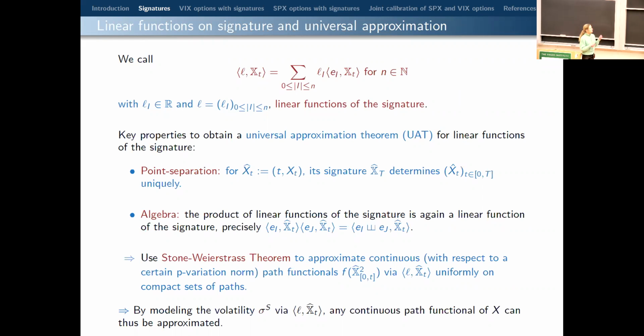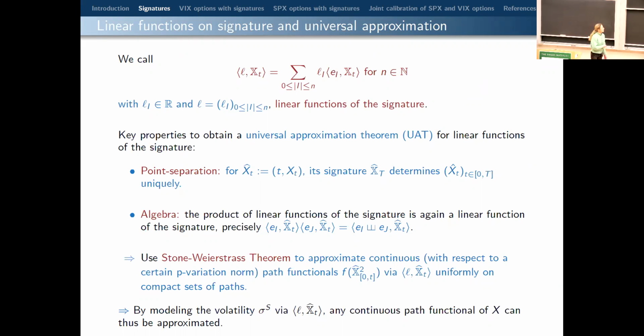In fact, we have two crucial properties which allow us to apply the Stone-Weierstrass theorem. The first one is the point separation, which means that if I take the signature of a time-extended process X_t, then the signature at the final time, capital T, determines the whole path from 0 to T. So this is this point separation.